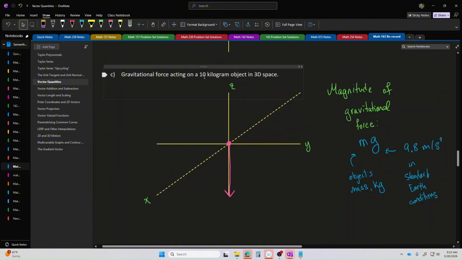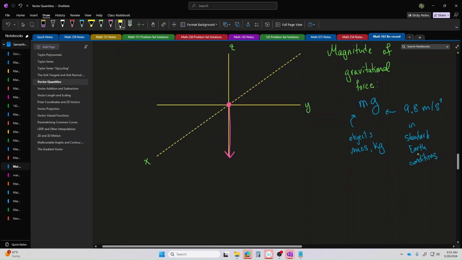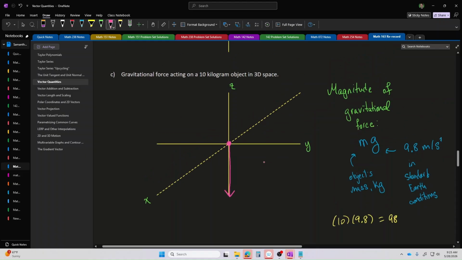Our mass, we're told, is 10 kilograms, so let's plug that in for the value of m. And g we're taking to be the constant 9.8. So the magnitude of gravitational force is 98 units. And since the magnitude of the force is what's stored in the length of the vector, the force vector is going to point 98 units straight down, 98 units in the negative z direction. So this would be the drawing of the gravitational force vector acting on this object in standard Earth conditions in 3D space.